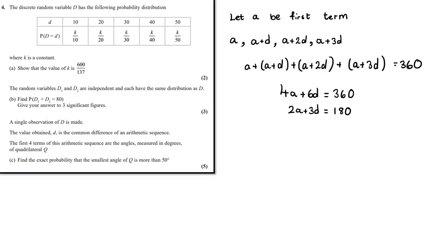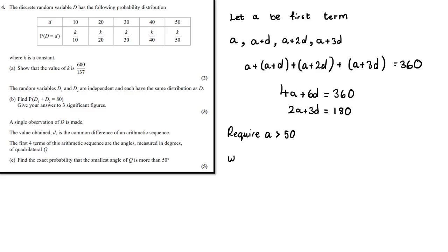Now, what we're asked for here is to find the exact probability that the smallest angle of Q, so that's the first term here, A, is more than 50 degrees. So what we require is A to be greater than 50. That's what we're looking for here. Now, we have a few possible options. We have when D equals 10, when D equals 20, when D equals 30, when D equals 40, and when D equals 50. So it makes sense to me just to start with the smallest value here and work our way up and see what happens.